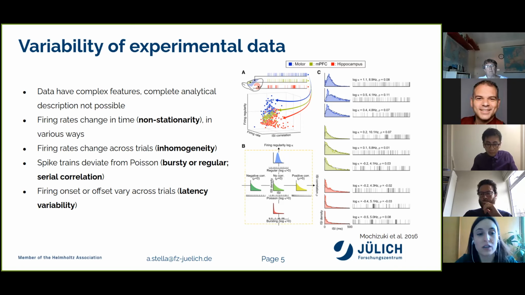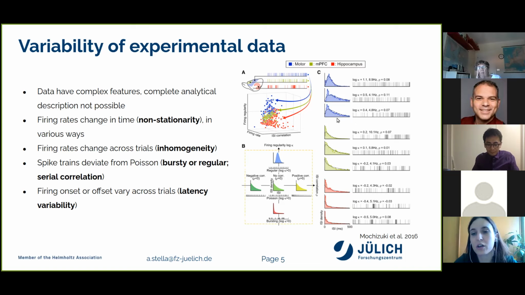And they also see that spike trains pretty much deviate from Poisson. So from the Poisson assumption, actually we can see that in motor cortex, the data look more regular than a Poisson assumption. So these are interspike interval distributions. Sorry, I should have mentioned it. Less in the prefrontal cortex. Instead, in the hippocampus, data looks instead more bursty.